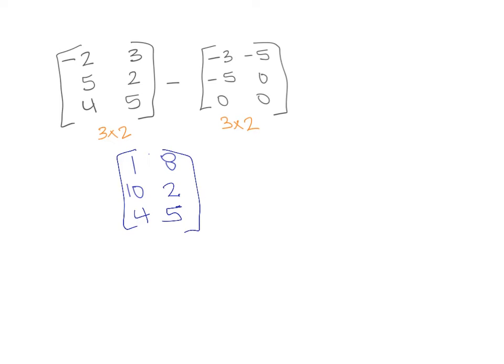So on our final matrix, again, we're going to check the size of it. How many rows? I see 3 rows. How many columns? I have 2 columns. So my order didn't change, so I know I have that correct.